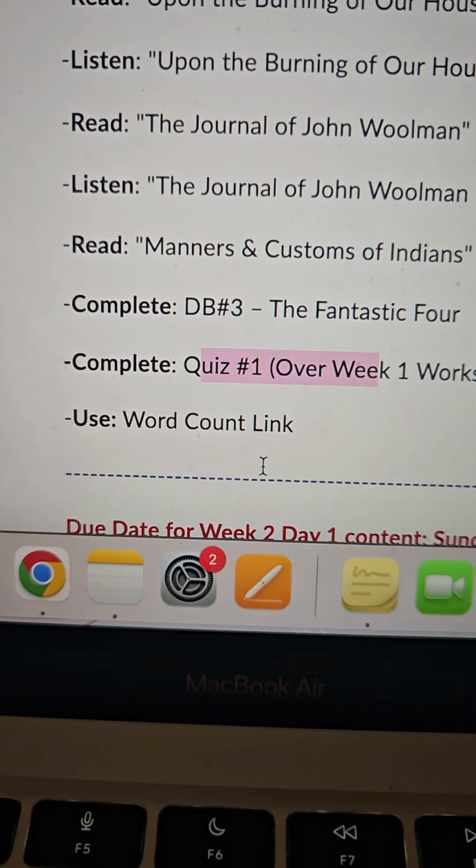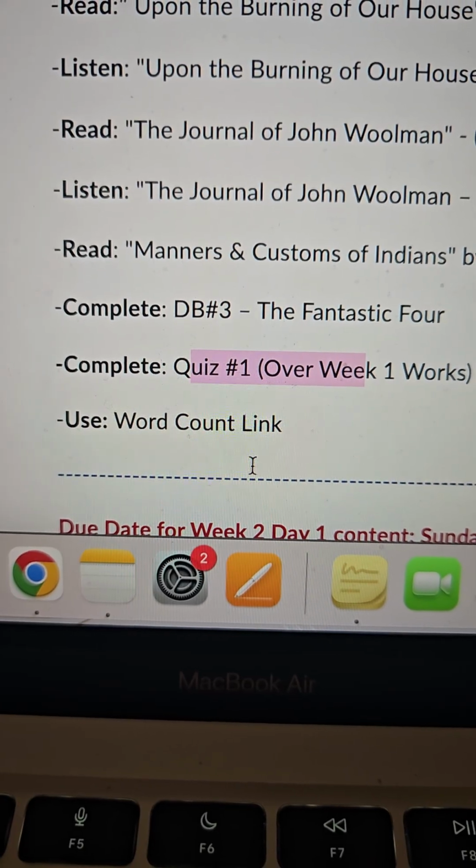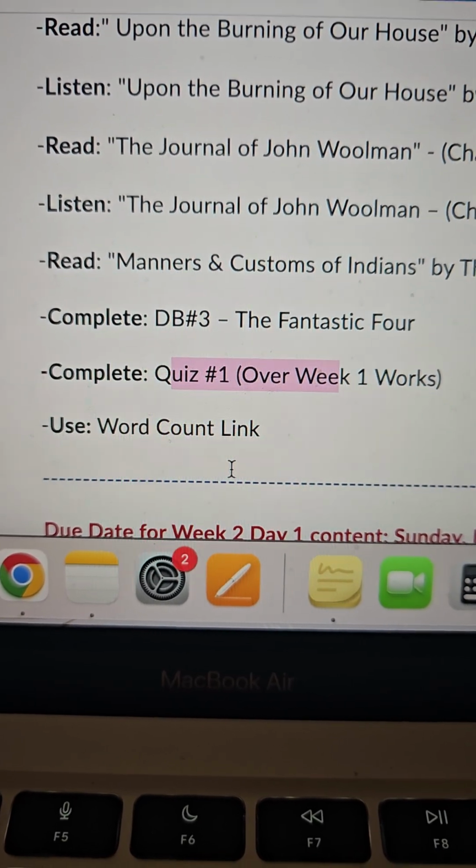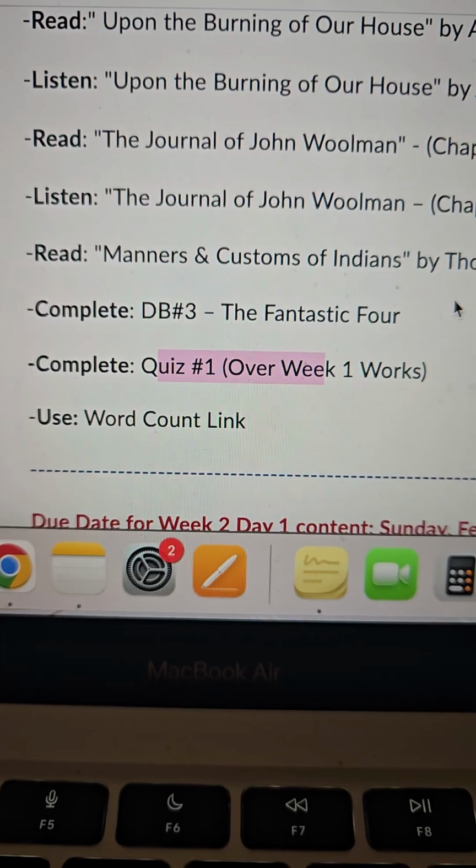And then also included within this folder is the word count link. It's just a resource for you to be able to count words for your discussion board when they are required.